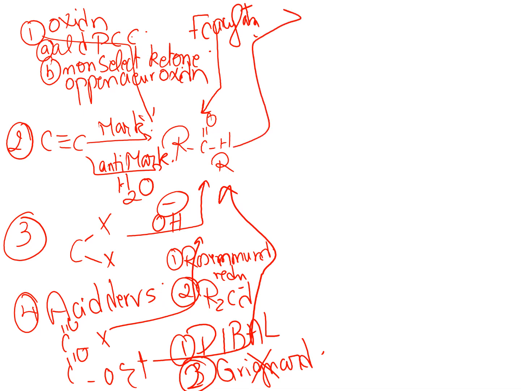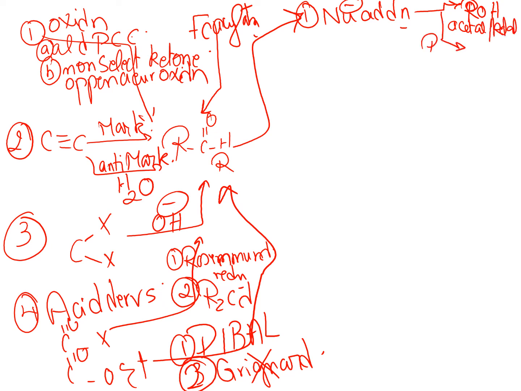Then we had their reactions. First was the nucleophilic addition reaction, where we added an alcohol to these compounds, giving the acetals and the ketals. We had addition of a Grignard reagent, giving alcohols, and we had addition of the cyano groups, giving the cyanohydrins.